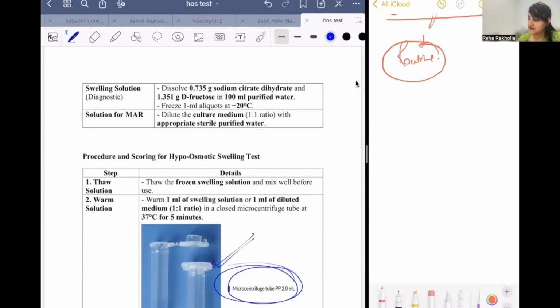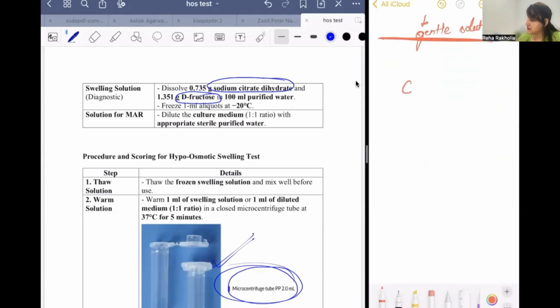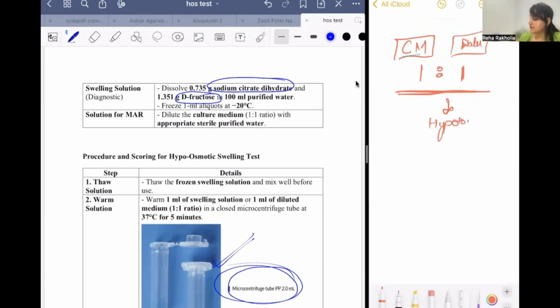Okay. So for routine diagnostic purpose, we use sodium citrate dihydrate and fructose. But for medically assisted reproduction, we need a gentle solution, to preserve sperm quality. So how will we prepare it? We'll dilute a standard culture media in sterile purified water, 1:1. This creates a mild hypotonic environment while maintaining the sperm's natural condition for optimal fertilization outcome.